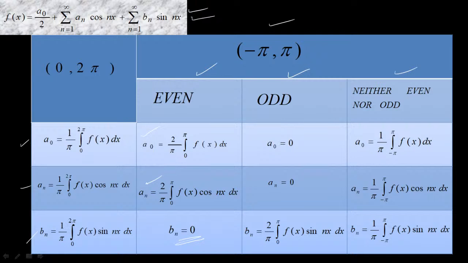If it is odd, you just calculate only the bn value. No need to calculate a naught and a n, you directly take them as 0, because of the property of symmetry. I will explain this in detail when we discuss the problems under minus pi to pi. If it is neither even nor odd, it is the same formula as 0 to 2 pi, only the interval limits change to minus pi to pi. In that case we make use of these formulas to calculate the values of a naught, a n and bn.